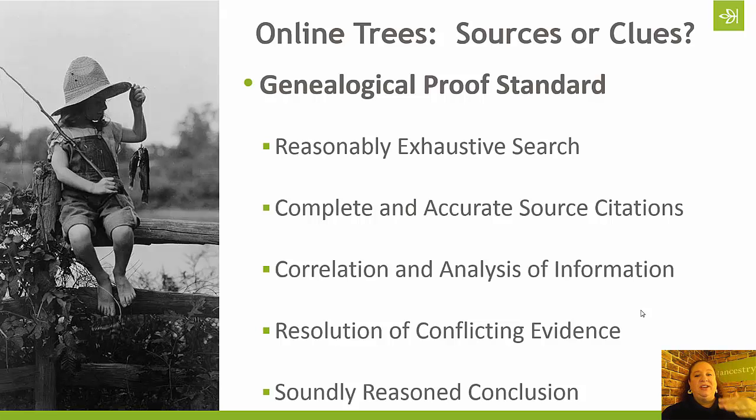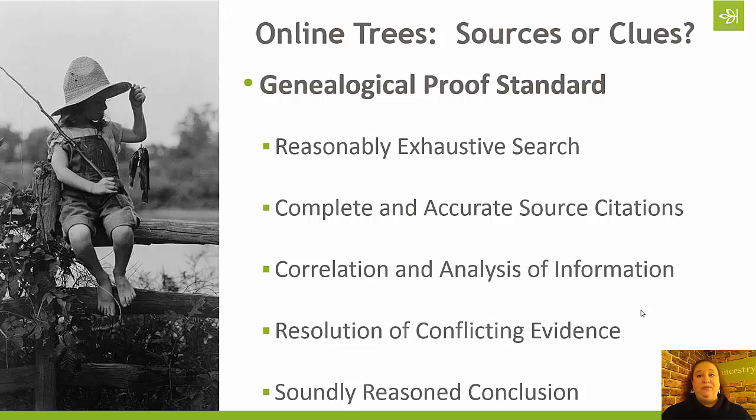This reasonably exhaustive search, complete and accurate source citations. I'm still working on that one. Correlation and analysis of information. I actually love that step, and there's lots of different tools I use and methodologies I use to do that. Resolution of conflicting evidence. You don't want to skip that step or brush over it. And then come to a soundly reasoned conclusion. What are you putting in your tree and why are you putting it in your tree? Why is this the name you chose, or why is this the birth date you chose for this individual based on all the evidence that you've collected?